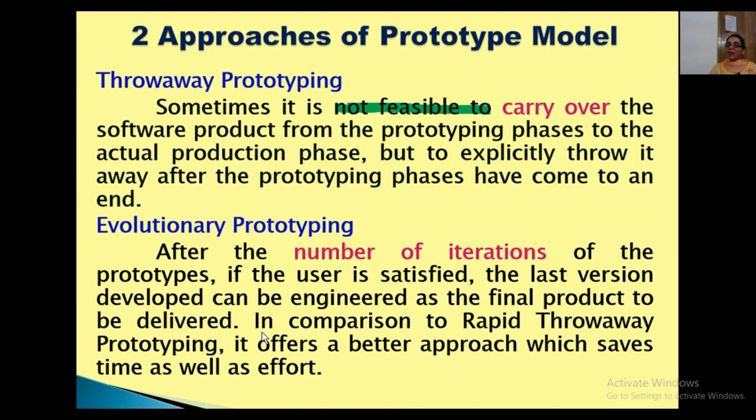So in comparison to rapid throwaway prototyping, it offers a better approach which saves time as well as effort due to reusability. So here in throwaway prototyping, the prototype is not reusable. But here in evolutionary prototyping, the prototype, which is the end prototype, is reusable and further can be developed into the final product. So this is a better approach, we can say.